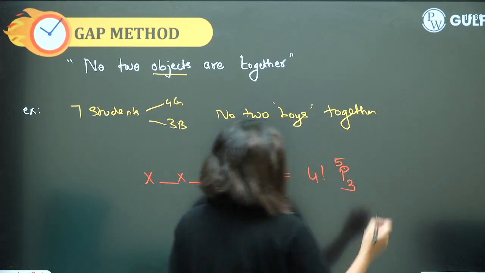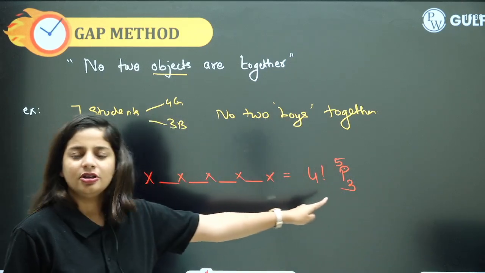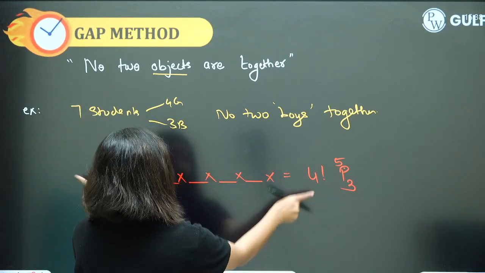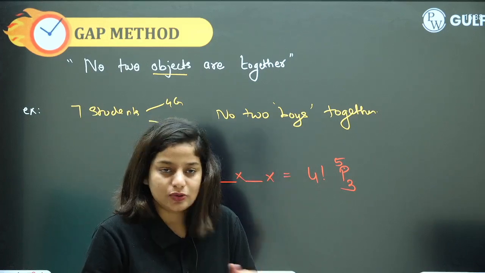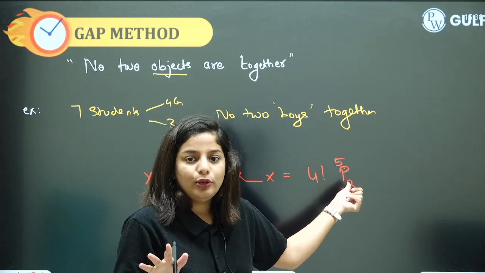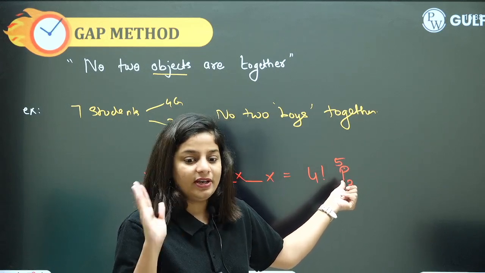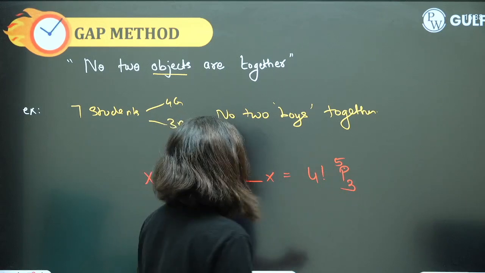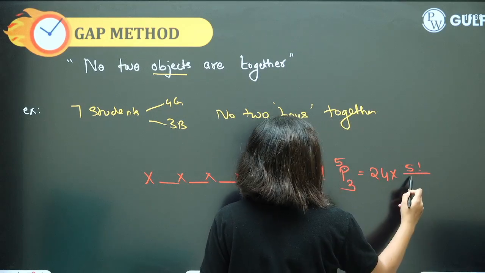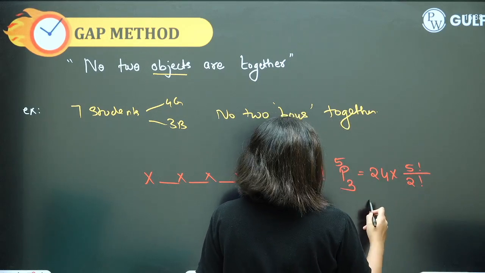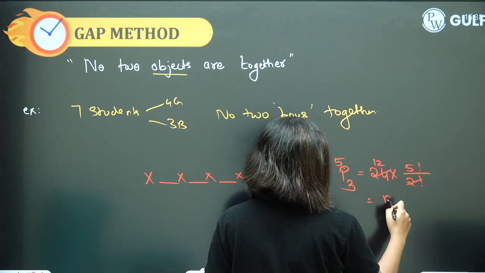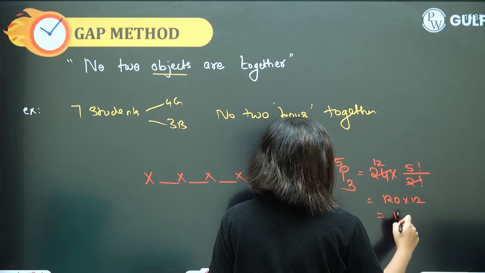So 5P3. If it's only selection, then 5C3, but the boys are not going to keep quiet. B1, B2, B3, they will arrange also. So arrangement, that's why P, permutation. If it is combination, they are not going to arrange. Let's say there is a scene where they're not allowed to move, then we will use combination. 4 factorial, that is 24, into 5 factorial upon 5 minus 3, which is 2 factorial. 5 factorial is 120, divided by 2 is 60, so 24 into 60, 1440 ways.